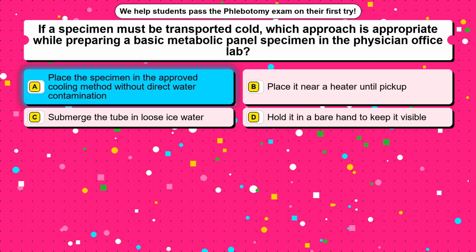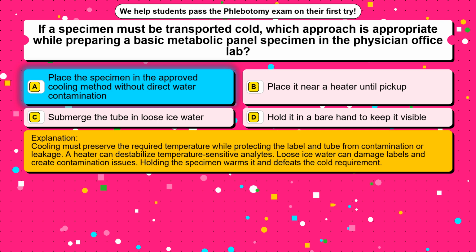The correct answer is option A. Place the specimen in the approved cooling method without direct water contamination. Cooling must preserve the required temperature while protecting the label and tube from contamination or leakage. A heater can destabilize temperature-sensitive analytes. Loose ice water can damage labels and create contamination issues. Holding the specimen warms it and defeats the cold requirement.